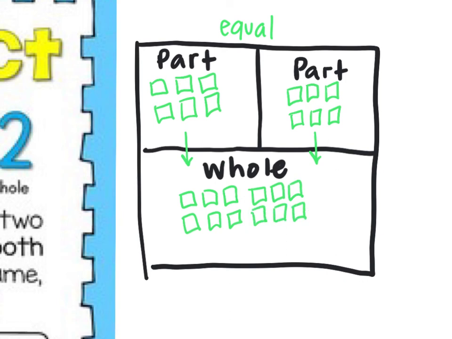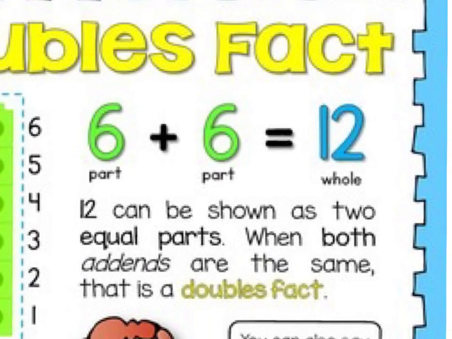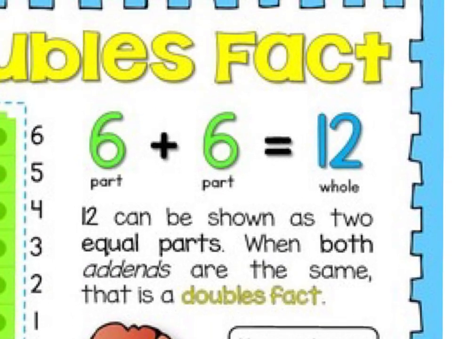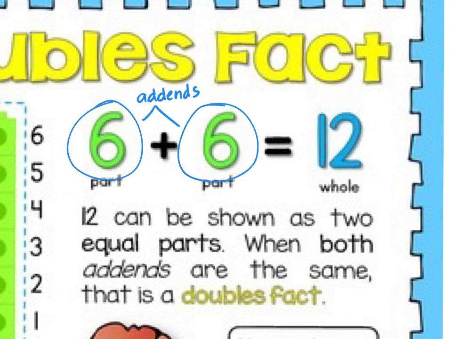We'd have 12. And we can show that with this addition problem. 6 plus 6 equals 12. So when both add-ins, which are the numbers that you're adding together, when both add-ins are the same, that is a doubles fact.